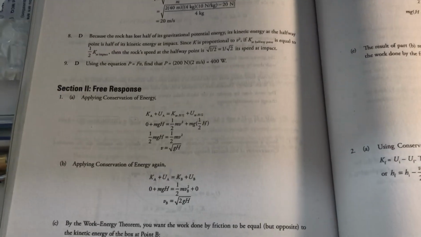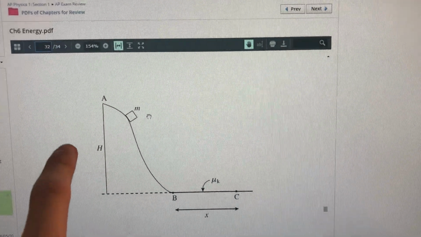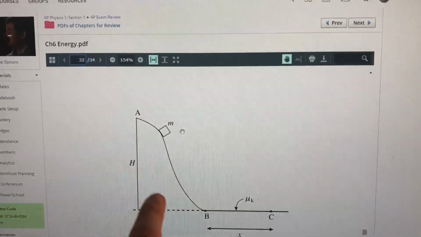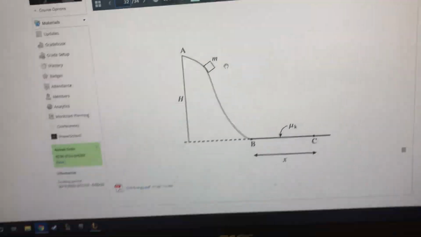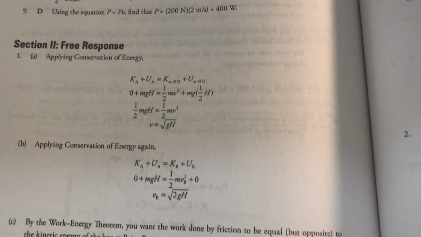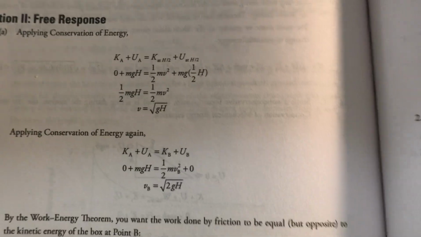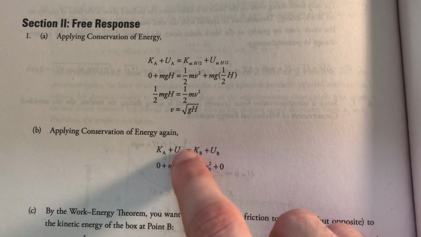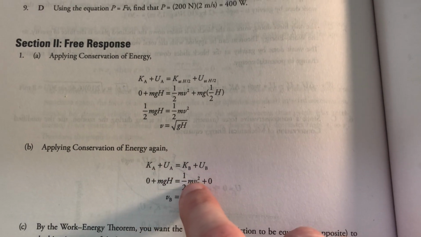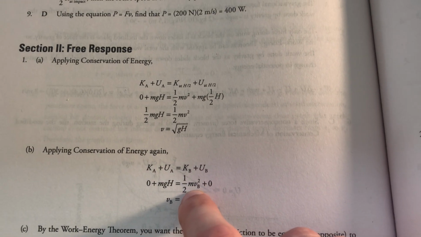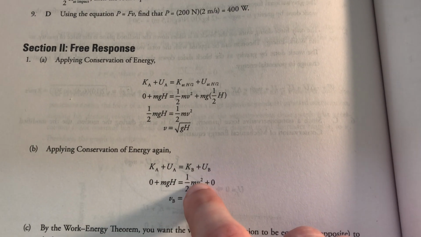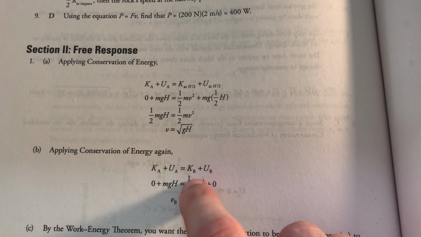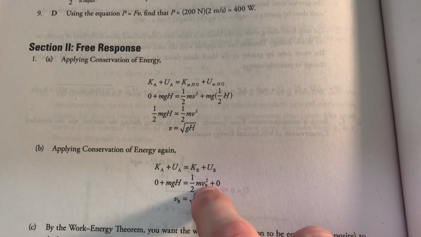All right, so for question B, now this is asking us when it gets all the way down. Now we're looking at conservation of energy between point A and point B. So when it gets all the way down there, applying conservation of energy again, we've still got zero kinetic energy at the beginning, we still have mgh all the way up at the top, and our velocity at B, which they're calling vB, is just this kinetic energy based off 1/2 mv squared.